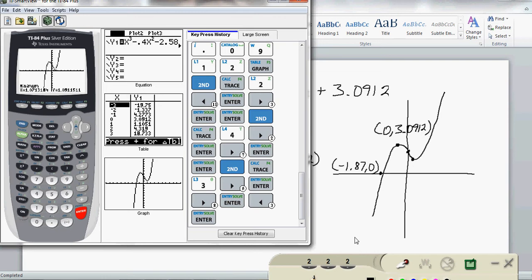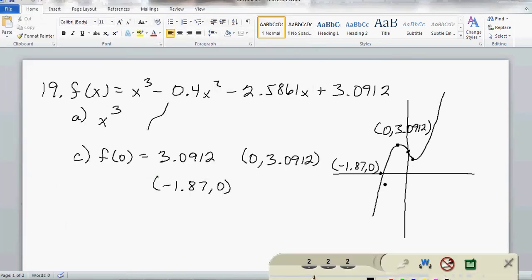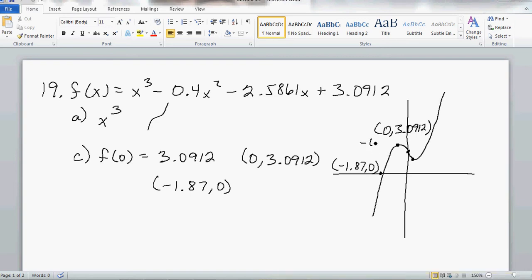And so now I think I'm ready to go to my graph and actually put that information on here. The maximum is negative 0.80, 4.39. And the minimum here appears to be, let's see, 1.07, 1.09.